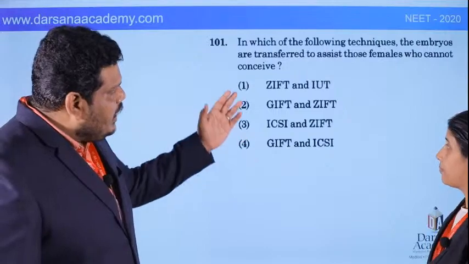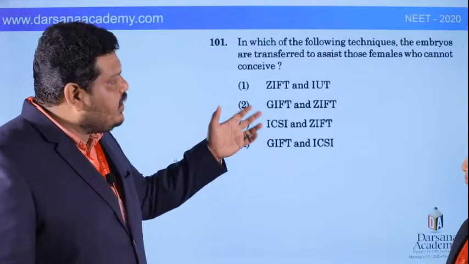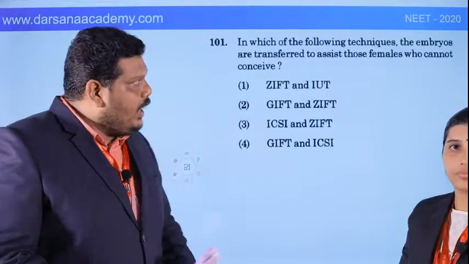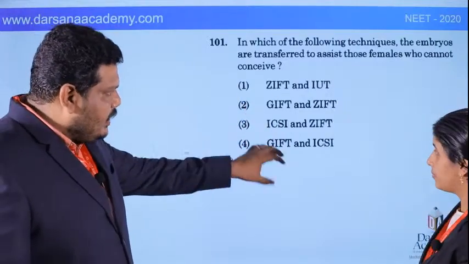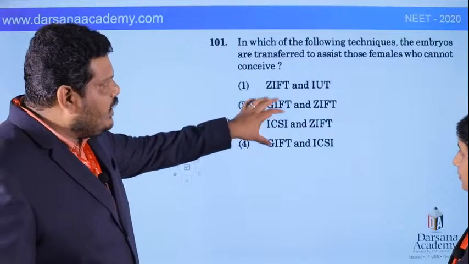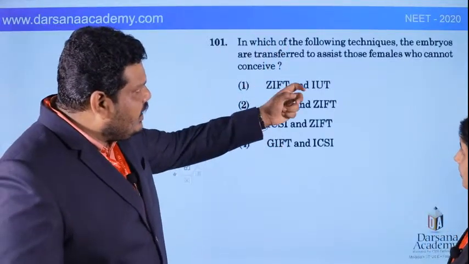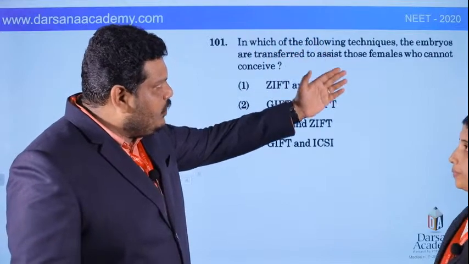Maybe because ZIFT is called zygote intrafallopian transfer and IUT, intrauterine transfer. The question is related with all the time. In this type of question, you should relate the answer with the question. In this question, they are asking about the female who cannot conceive.